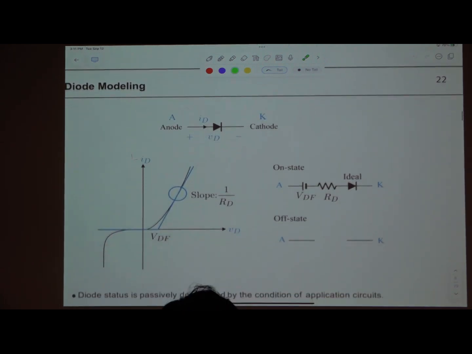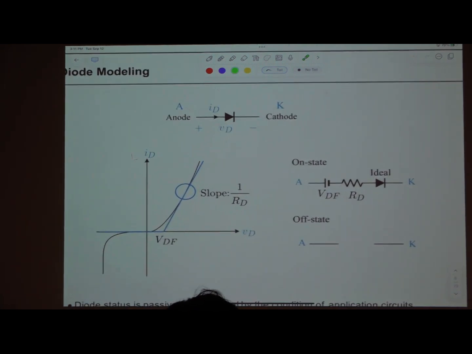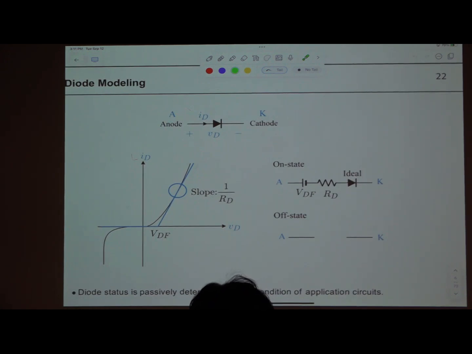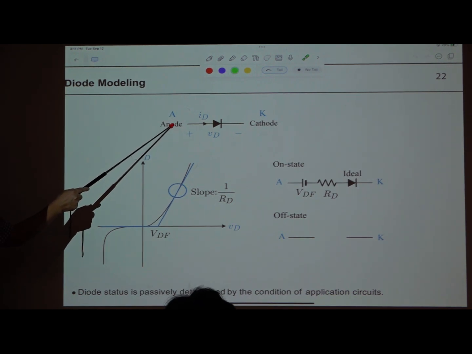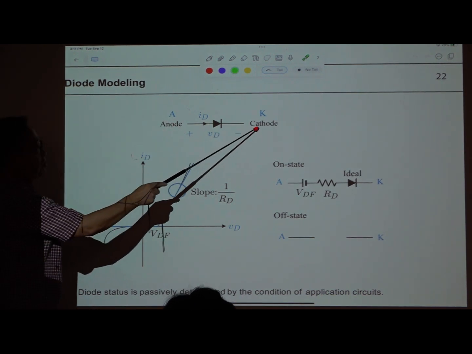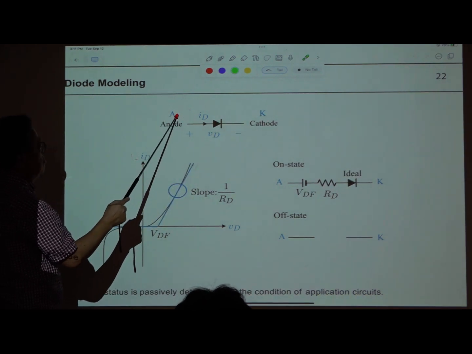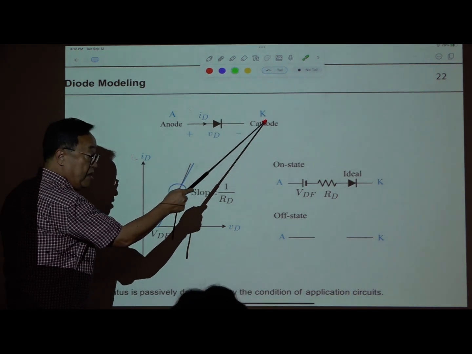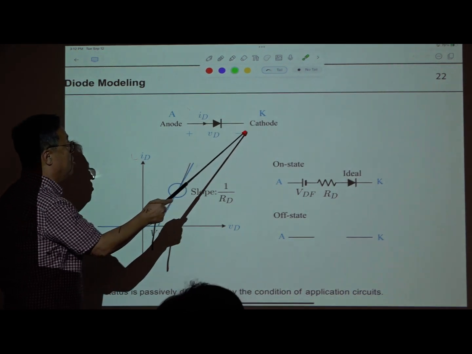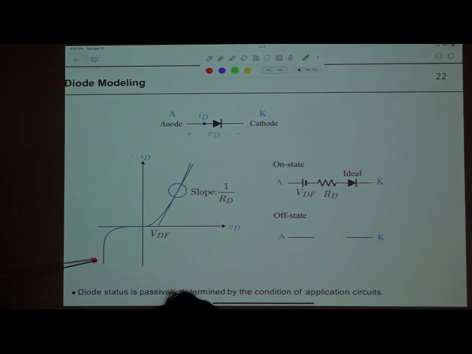About the diode, a passive switch is typically a diode. So this is the symbol of a diode. The diode is a PN junction. The P part becomes the anode, and the N part becomes the cathode. And this is the symbol, with anode A, and you use the letter K, not C, for the cathode. And this is the VD-ID curve of the diode.